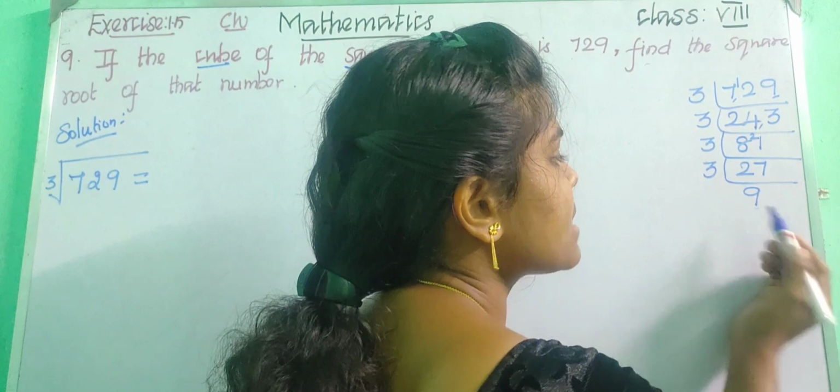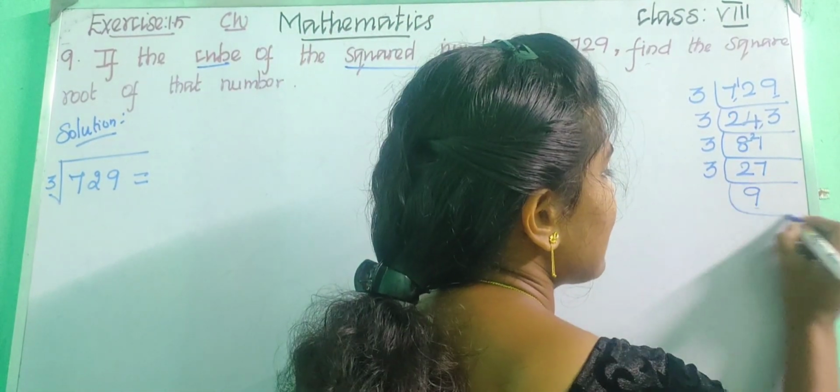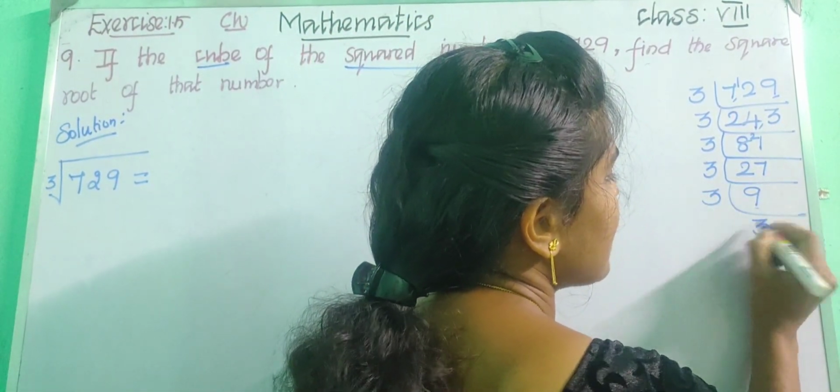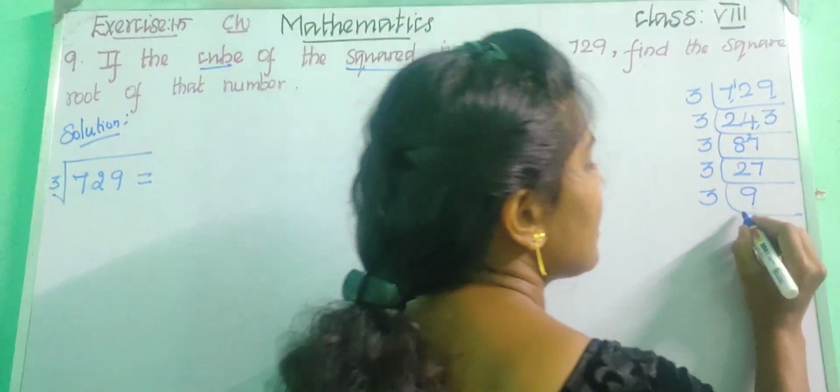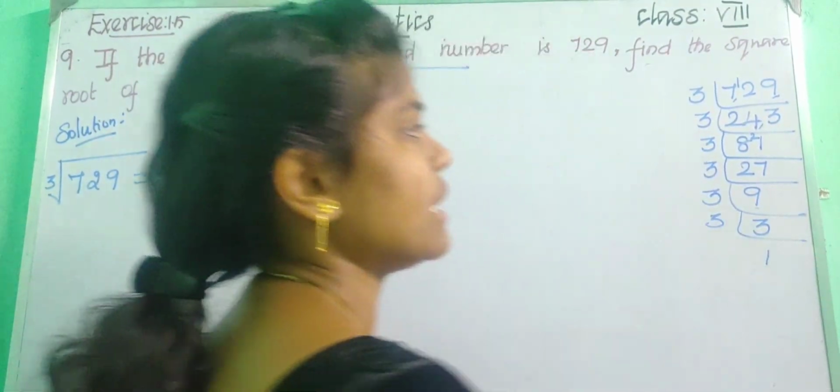9 is also a multiple of 3, so we can use the 3. 3 3s are 9. Okay, children, again put 3. 1 3 is 3.